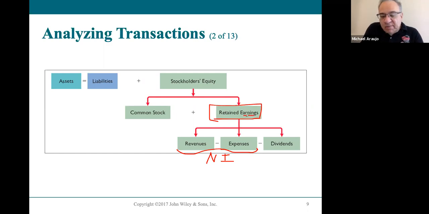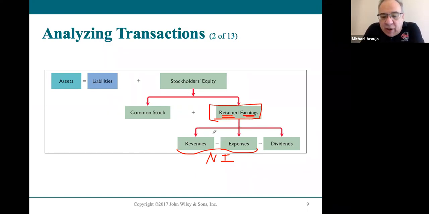Okay, so remember, retained earnings is the profits, right? The word earnings is the same as profit or net income, right? Retained means the amount that has been retained, kept in the company. It benefits stockholders' equity, right? Because it's the owners that own the profit of the company.